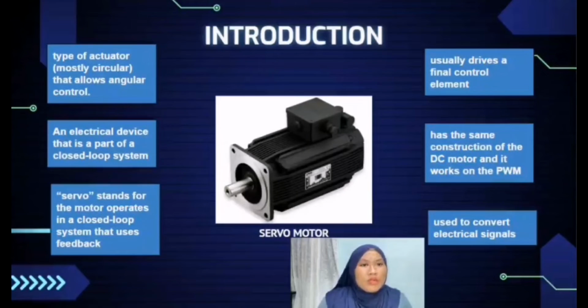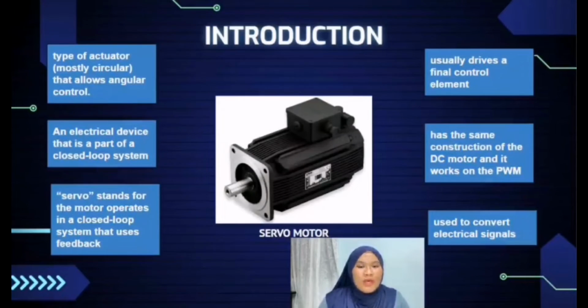In a servo motor, the term servo means the motor operates in a closed loop system that uses feedback from an encoder or resolver. This is to compare the motor's actual position, velocity or torque to the commanded value. When we use a DC powered motor, it is called a DC servo motor, and if it is an AC powered motor, it is called an AC servo motor.